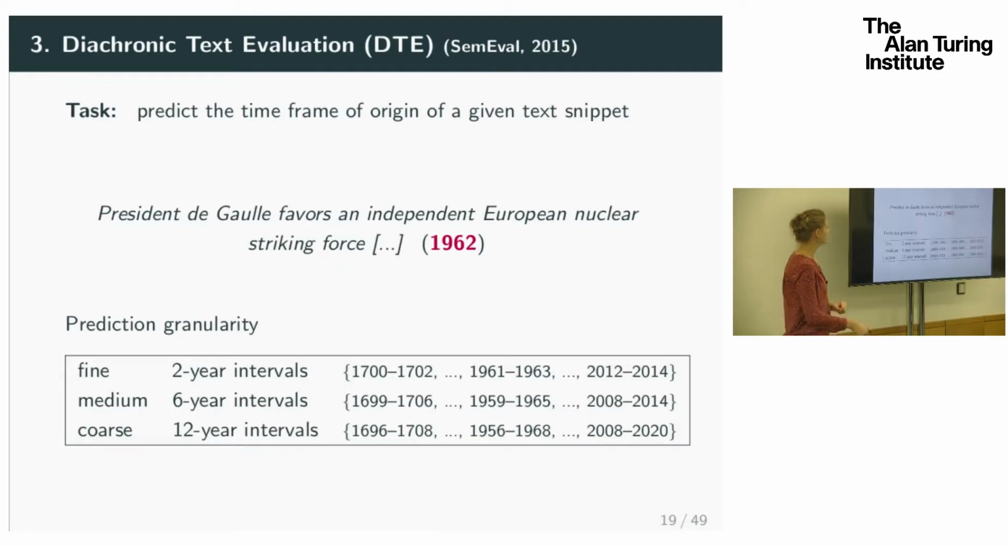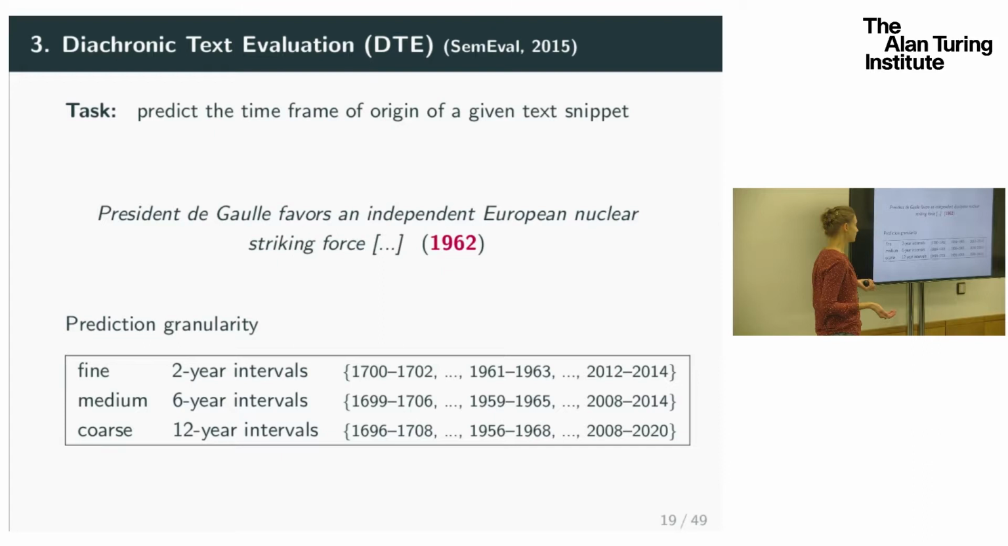Okay, and then the final evaluation I'd like to talk about, here we applied our model to a SemEval task from a couple of years ago, which involves presenting models with a news text snippet and asking the models to predict the time from which this news text snippet originates. So this is kind of an extrinsic evaluation of our word meaning representations. Here's an example. President de Gaulle favors an independent European nuclear striking force, and so on and so on. And the true time of origin is 1962.